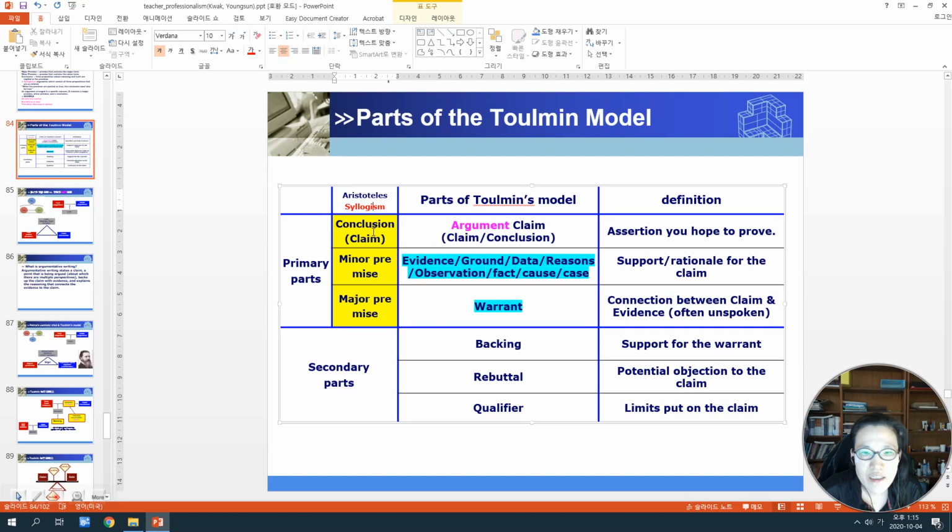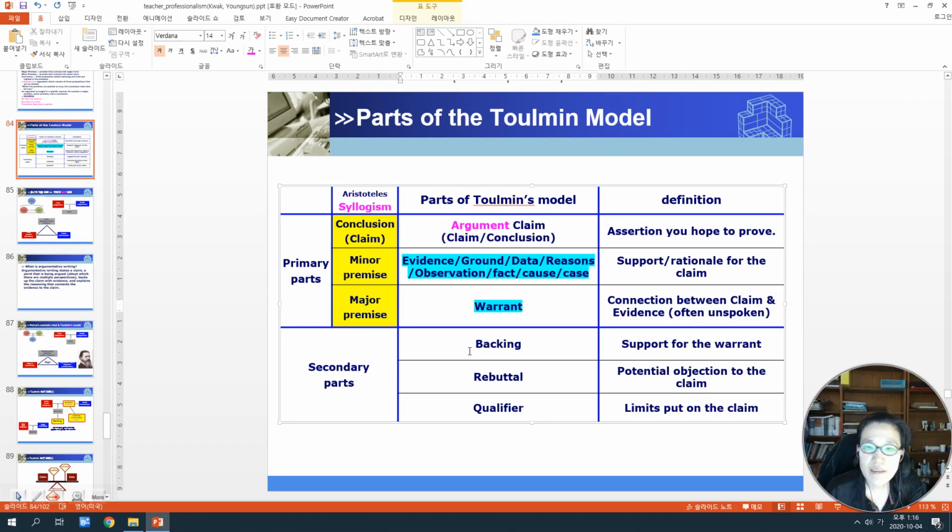So there is claim, which corresponds to conclusion in syllogism, and there is a minor premise, which is about fact or data, the starting point of an argumentation. And there is major premise, which matches with warrant. It's about reasoning or connection between data and the claim in Toulmin's argumentation model.